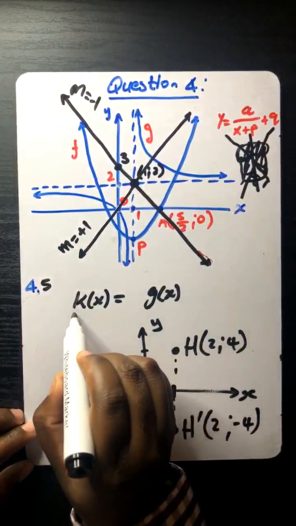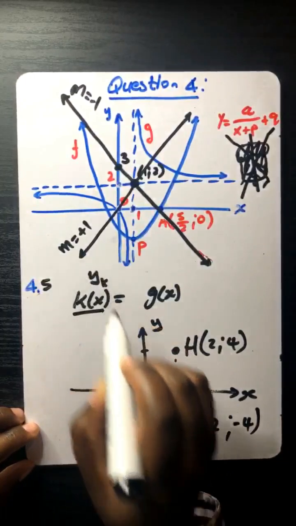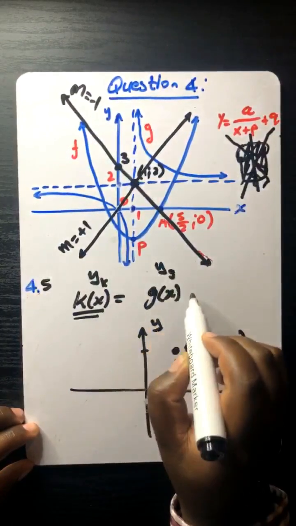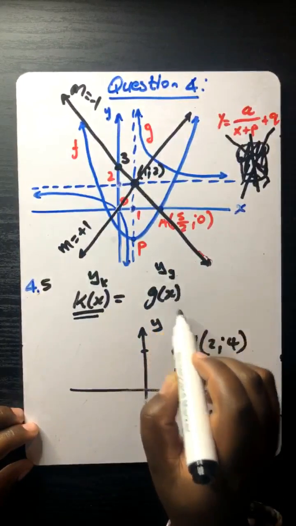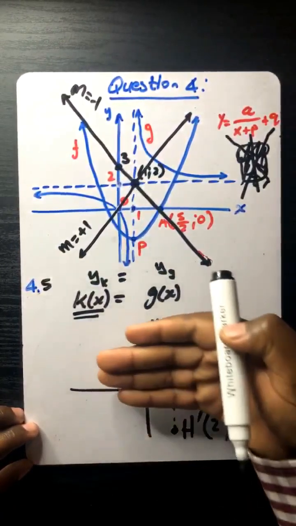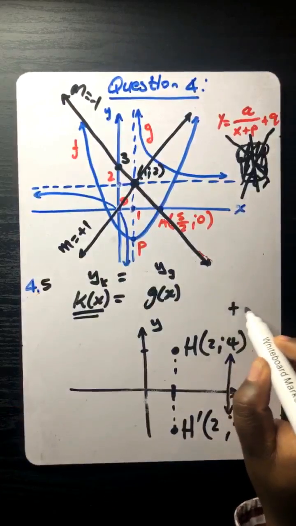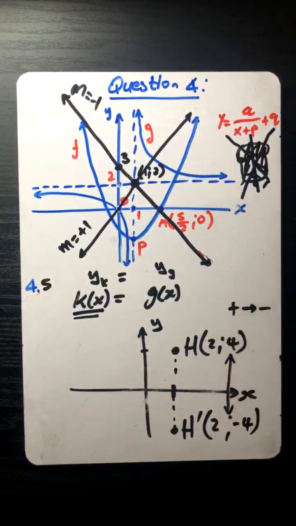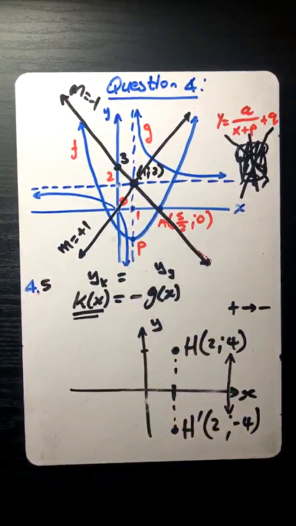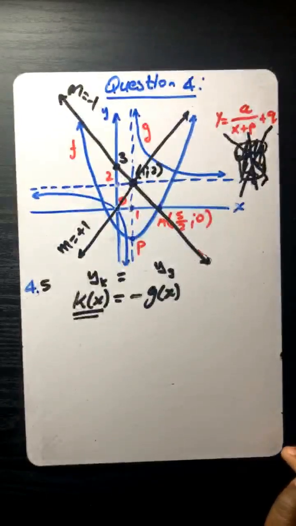So remember, k of x is the same as y. But y for what? Y for k. It is not written y for k, but it's written k of x. Same here, this is y for g, but it's written g of x. From what you guys are saying, when something reflects about the x-axis, it is the y that changes its sign. It just changes from positive to negative, meaning you just put a negative sign over there, and then from there, you substitute and you work it out. It is as easy as that.